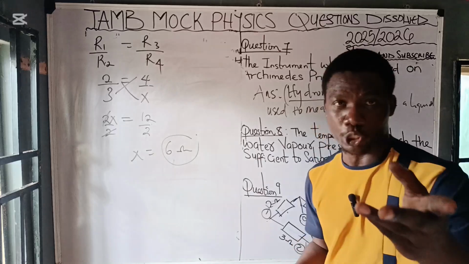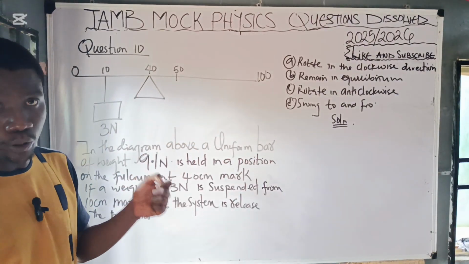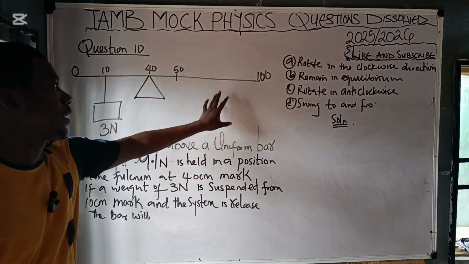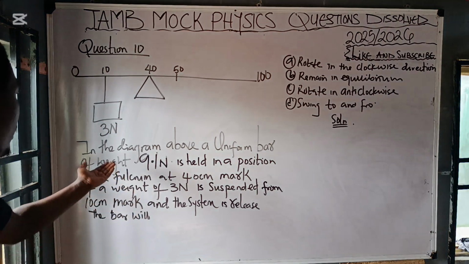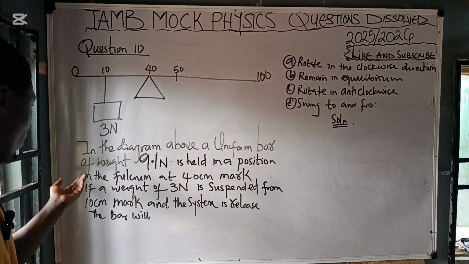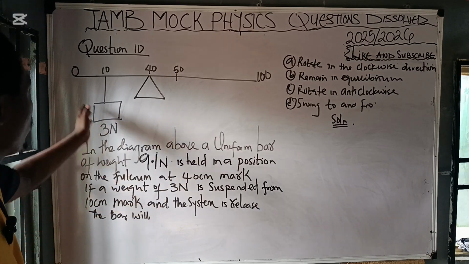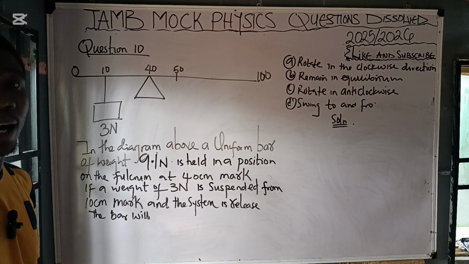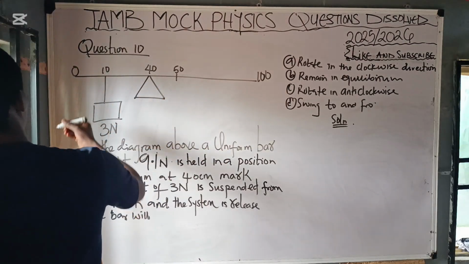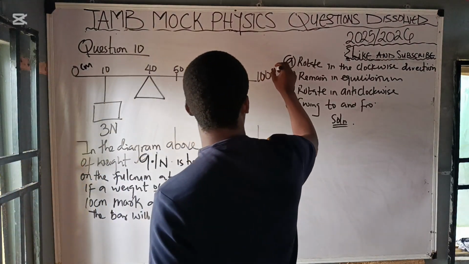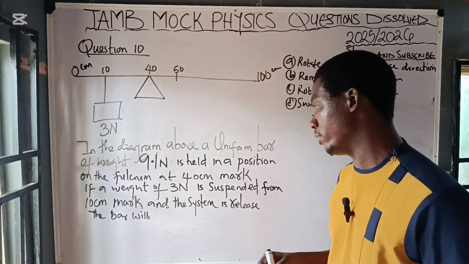Now let's take one more question before we call it a day. Take a look at this JAMB mock question. Okay, this is a diagram for a uniform metal bar. They say in the diagram above, a uniform metal bar of weight 9.1 Newton. This is the weight of the bar. Don't forget that the weight of the bar will be at the center of the bar. The bar is 100 cm long. Here is 0 cm and here is 100 cm. So the weight will be at the middle, which is the center of gravity.